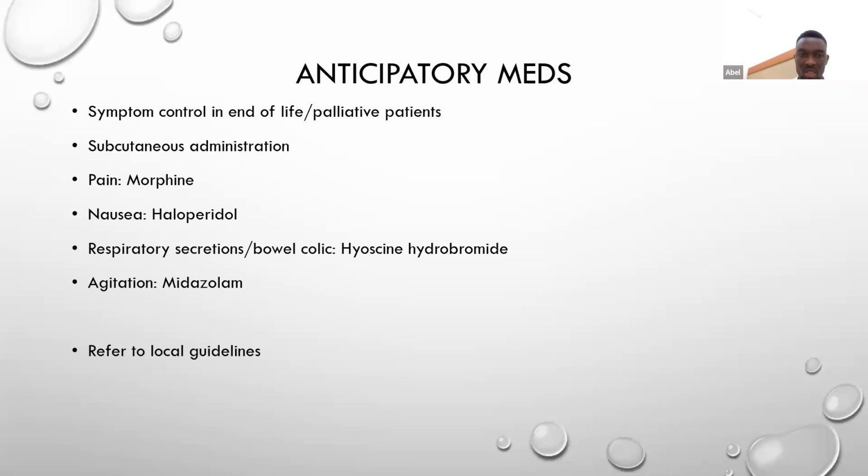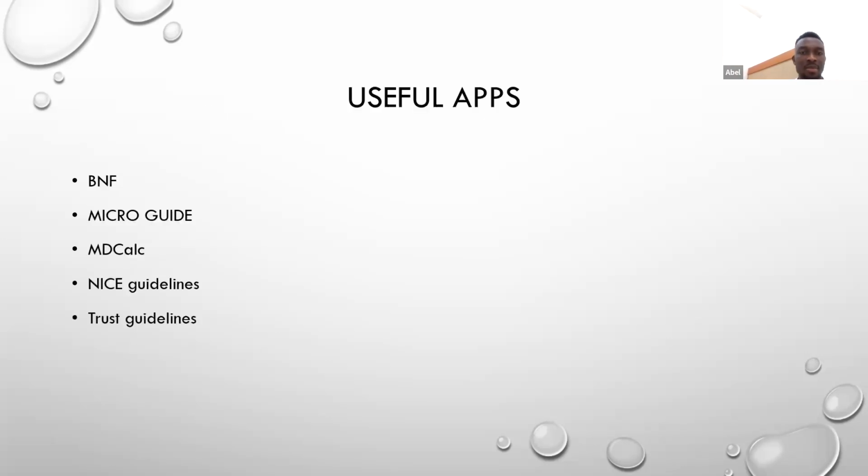Respiratory secretions and bowel colics are also a thing. And we give hyoscine hydrobromide for that. And some patients can also get quite agitated, and so we give midazolam for that. Again, local guidelines are in place for that. So some trusts have bundles, protocols for that on electronic prescribing. So you can find them and prescribe them, or consult your local palliative care team for that.